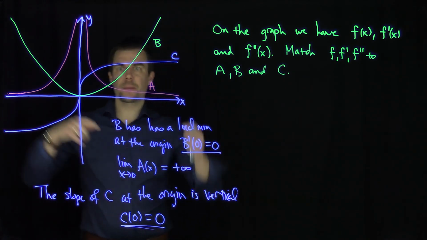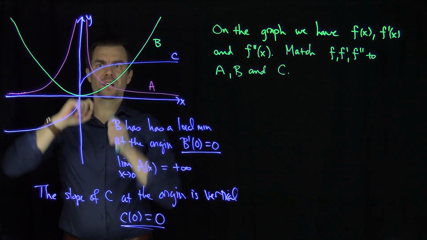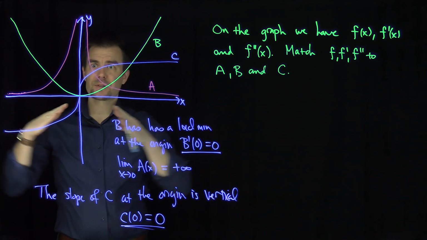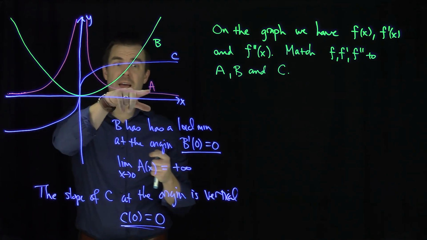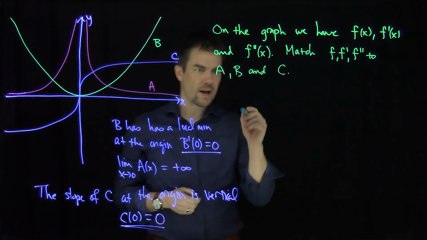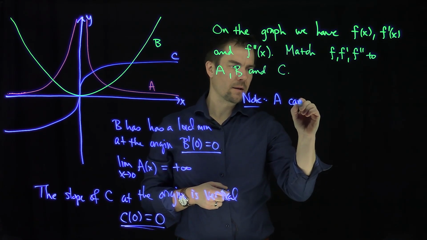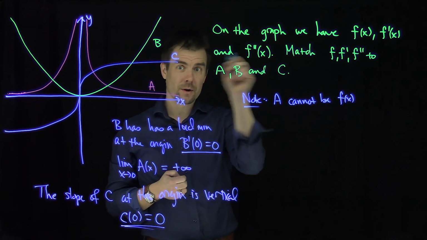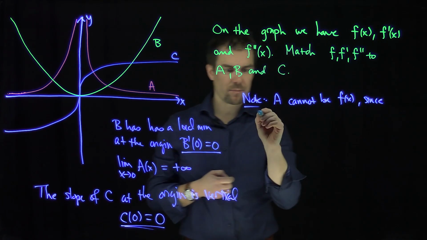Let's think of B as, could B be our function? Well, I know that this function A cannot be the function because A has a discontinuity at the origin. So it can't be A because A is not differentiable at the origin. So note that A cannot be f of x, since we're assuming in this problem that f prime exists.